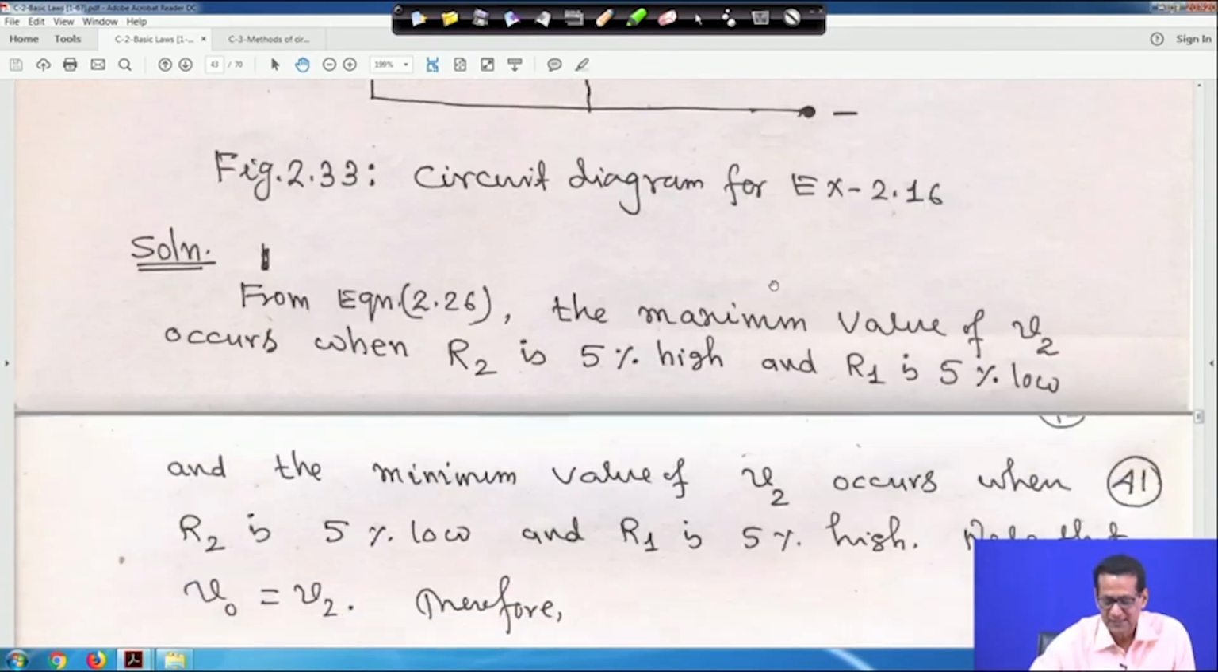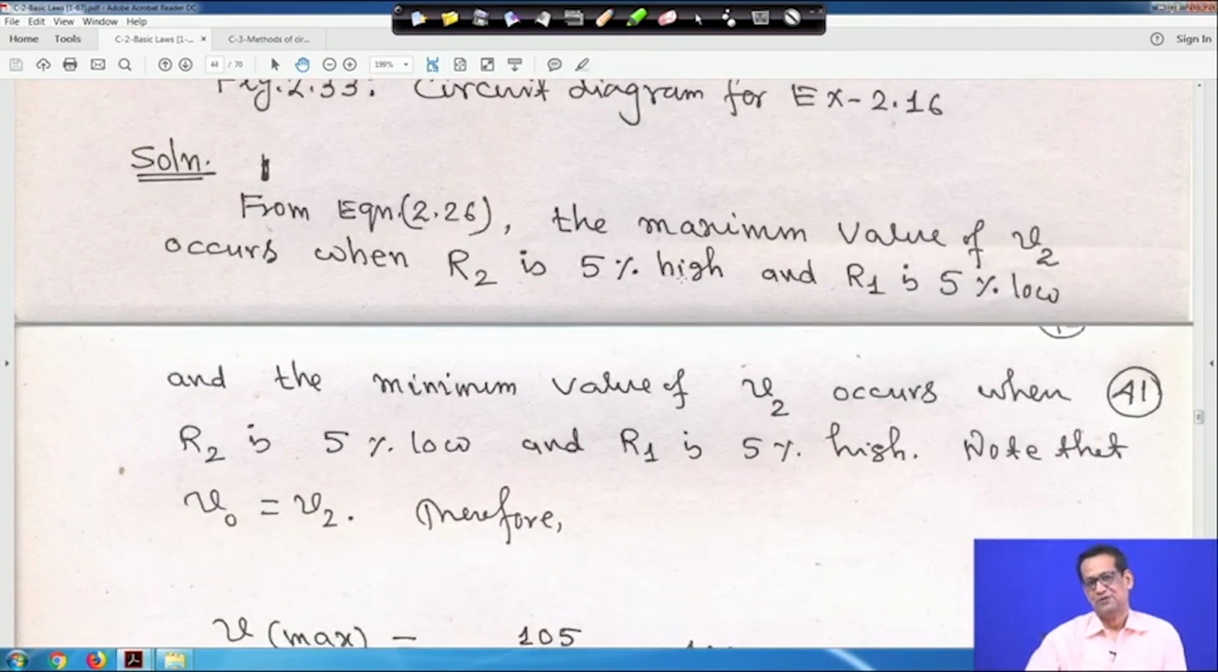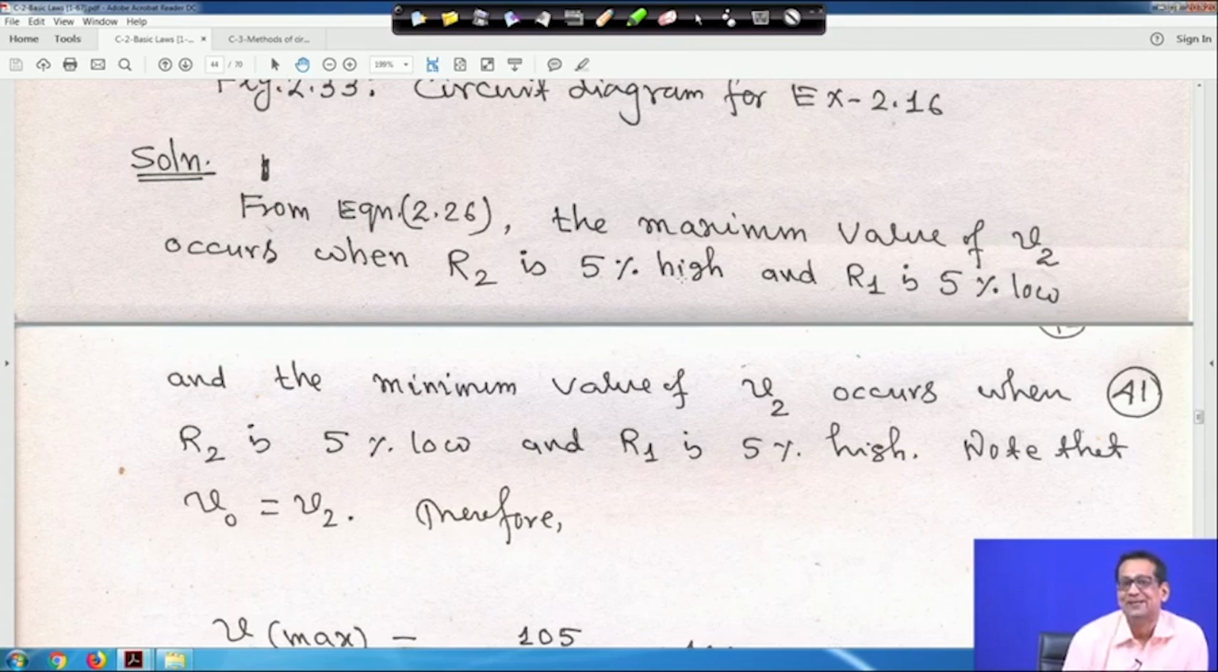Now, one thing I have written, but it is an exercise for you, I have not done it here. The maximum value of V2 occurs when R2 is 5% high and R1 is 5% low. Why? You find out yourself. This is an exercise for you. Similarly, the minimum value of V2 occurs when R2 is 5% low and R1 is 5% high. This you also find out.